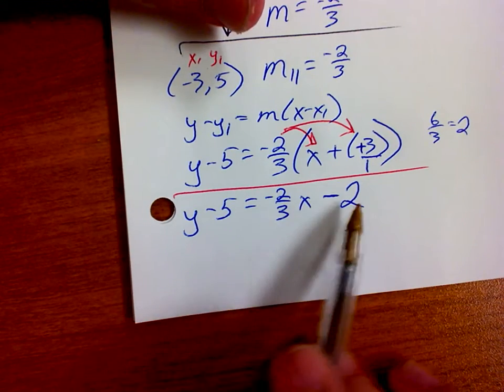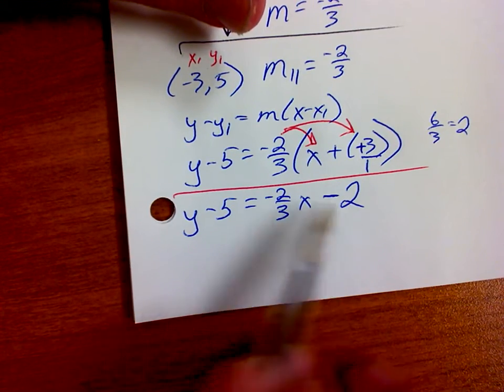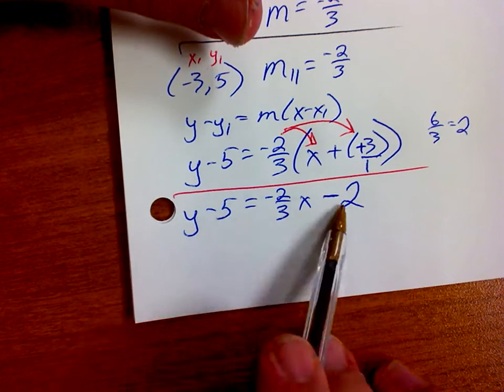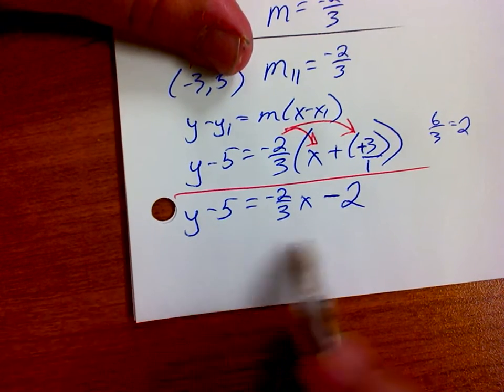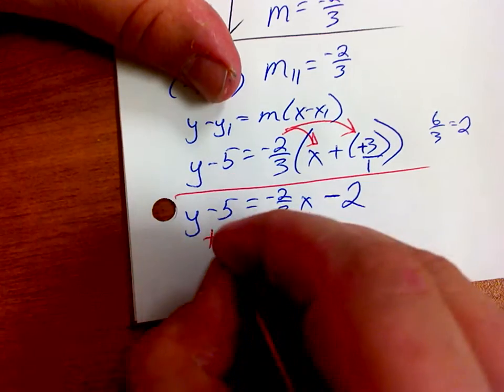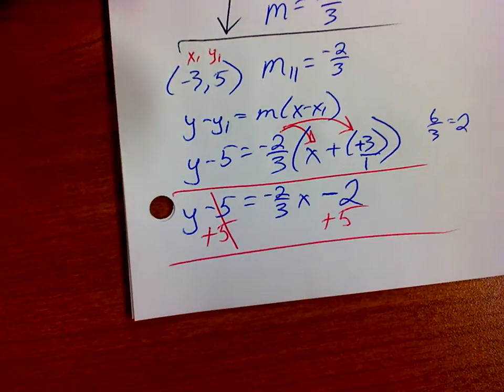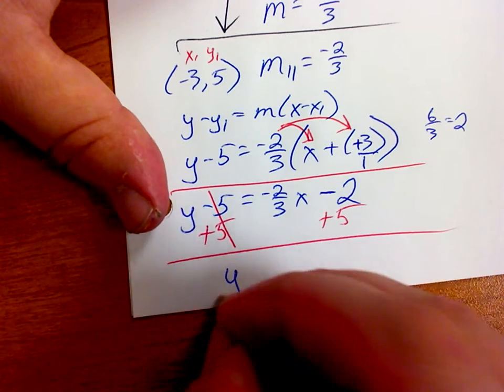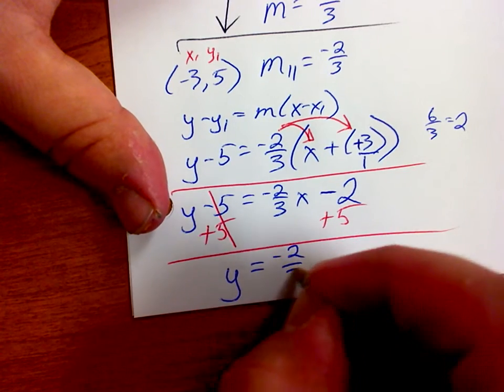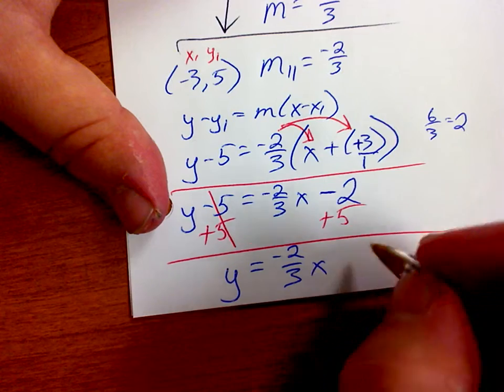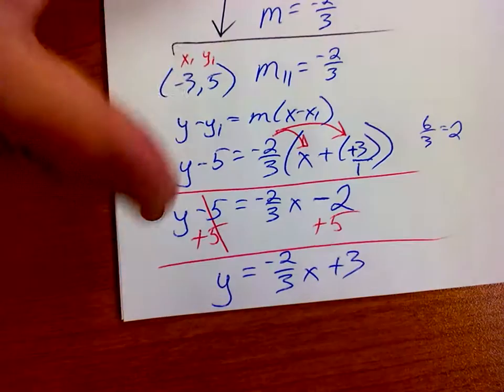Now, okay, there's nothing else I can combine over here because these are unlike terms. But the 5 and the 2 we can combine. So let's go ahead and move this negative 5 to the other side by adding 5 to both sides. In which case the 5's cancel out, leaving us with y is equal to negative 2/3 x. Negative 2 plus 5 is a positive 3.